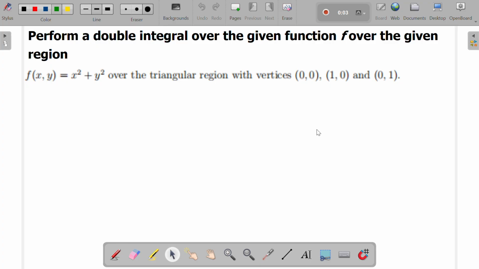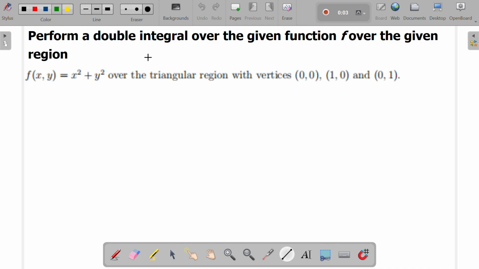So we're going to look at double integrals, and the question that I have with me here says perform a double integral of the given function over the given region. So what we have is f of x y is equal to x squared plus y squared over the triangular region with vertices (0, 0), (1, 0), and (0, 1).